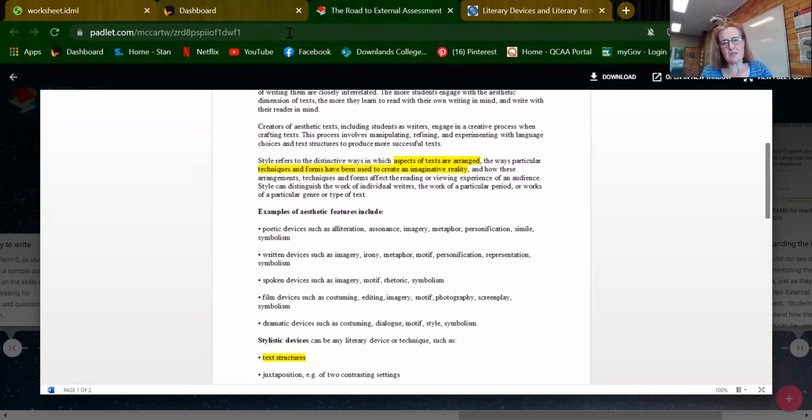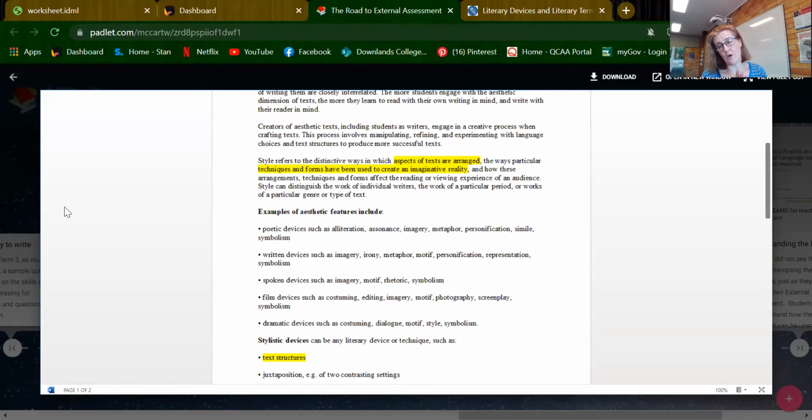So I'm just going to draw your attention to the start of this definition for stylistic devices here, about halfway down the page. Style refers to the distinct ways in which the aspects of a text are arranged, the ways that particular techniques and forms have been used to create an imagined reality. Okay, so these are the building blocks that we associate with form, that we associate with text structures.